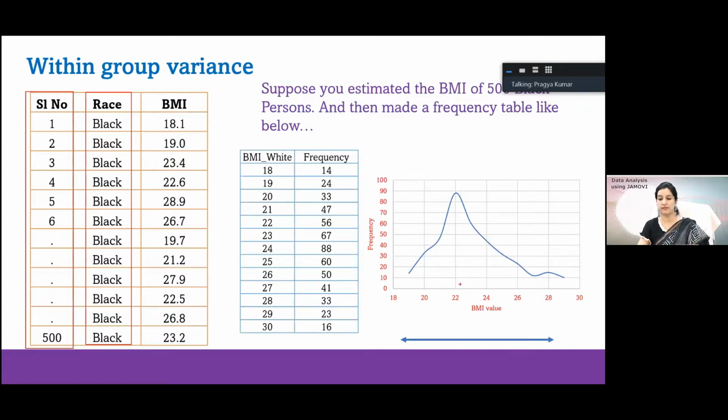So this is the within group variance. Remember in descriptive statistics, we studied variance, that it measures the dispersion. So this is the within group variance of BMI in black people.